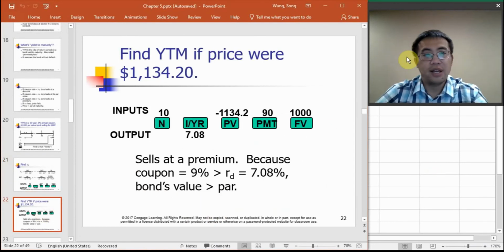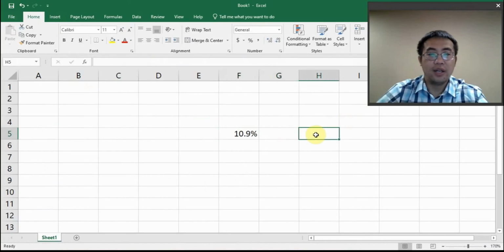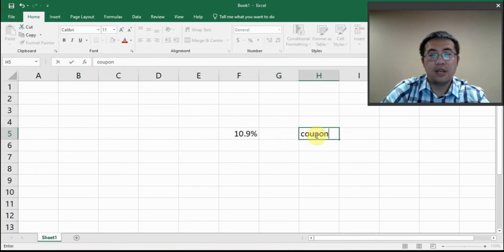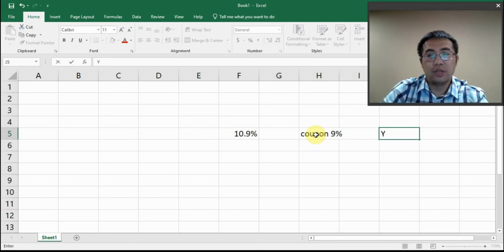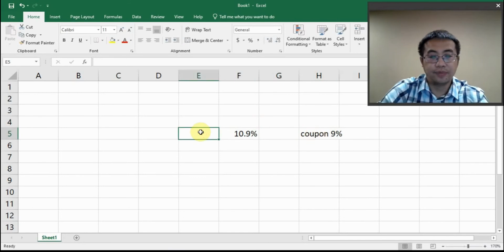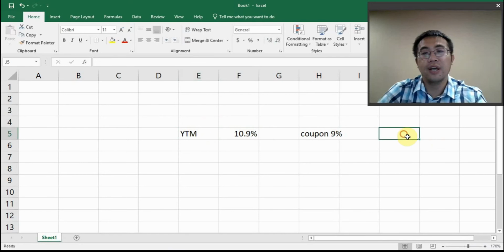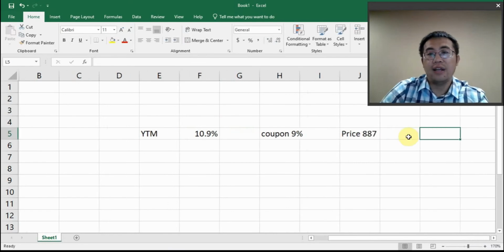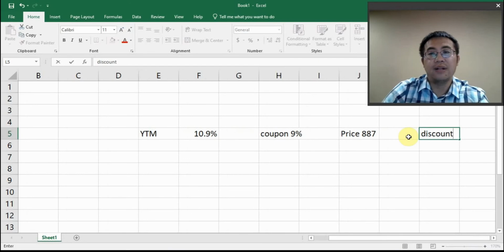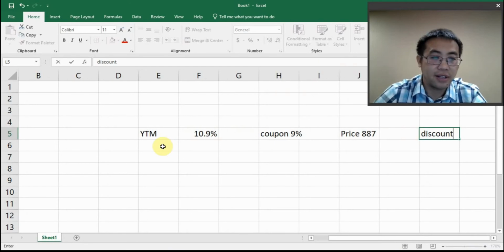This time it is a premium bond. In the previous exercise, you know that the coupon rate is 9% and the yield to maturity here is 10.9%, and the price of the bond is 887, and this is a discount bond. This is something we know from the previous exercise.